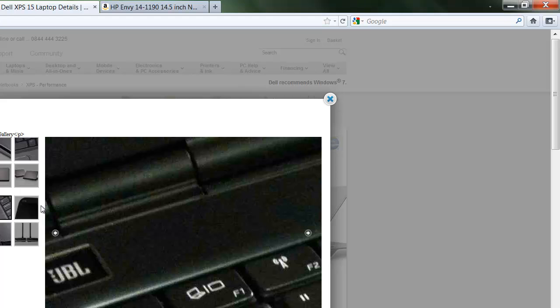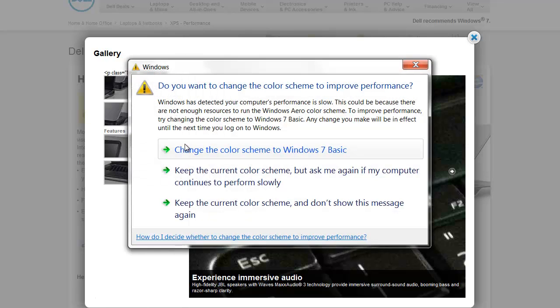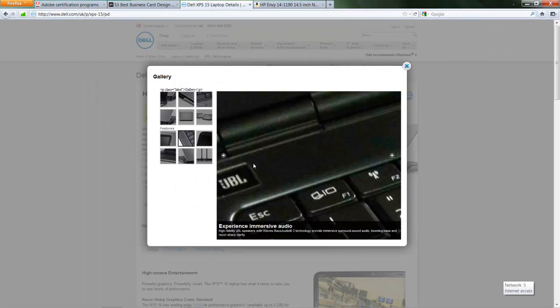Is it worth its money? Well, it is, yes, because it is much cheaper than HP. So it has good value for money. And it all comes down to what you use it for, how you use it, what you require from the computer. So generally, good laptop, but not what I would expect from a high-end laptop, because this is the XPS range.